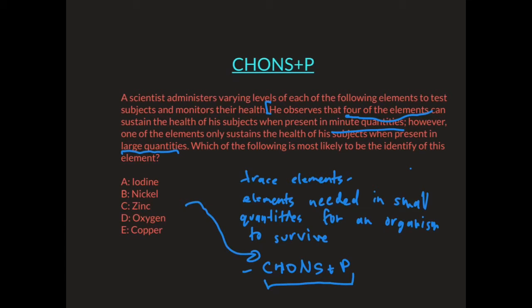So iodine, this is a trace element, so that's wrong. Nickel, trace element, that's wrong. Zinc, trace element, wrong. D, oxygen, is part of CHONS plus P, so that's right. And then E, copper, is another trace element, so that's incorrect. So our answer is D.